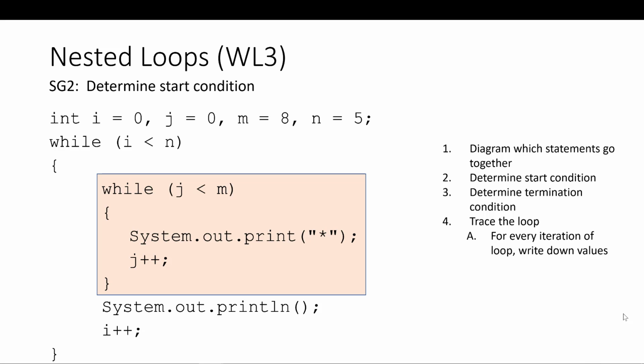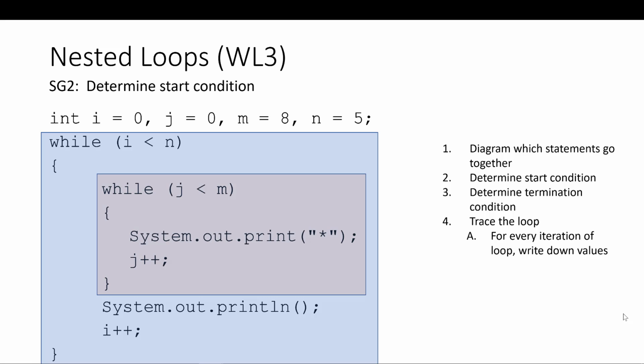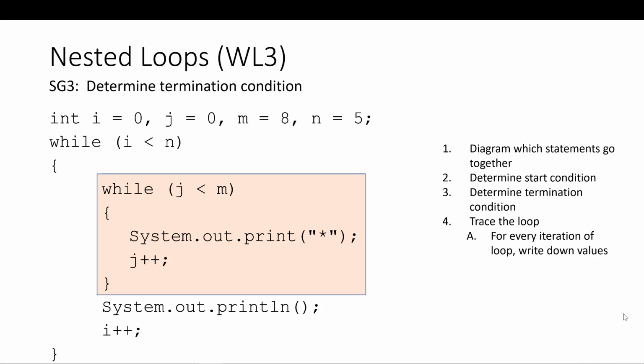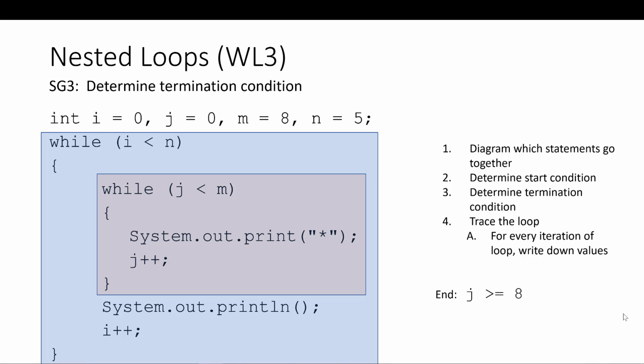We now want to determine what the start condition is. In this case, where j is less than m. J starts at 0 and m is 8. That's the starting condition for the inner loop. Now we want to determine the termination condition. This will be when j is greater than or equal to m, or j is greater than or equal to 8.